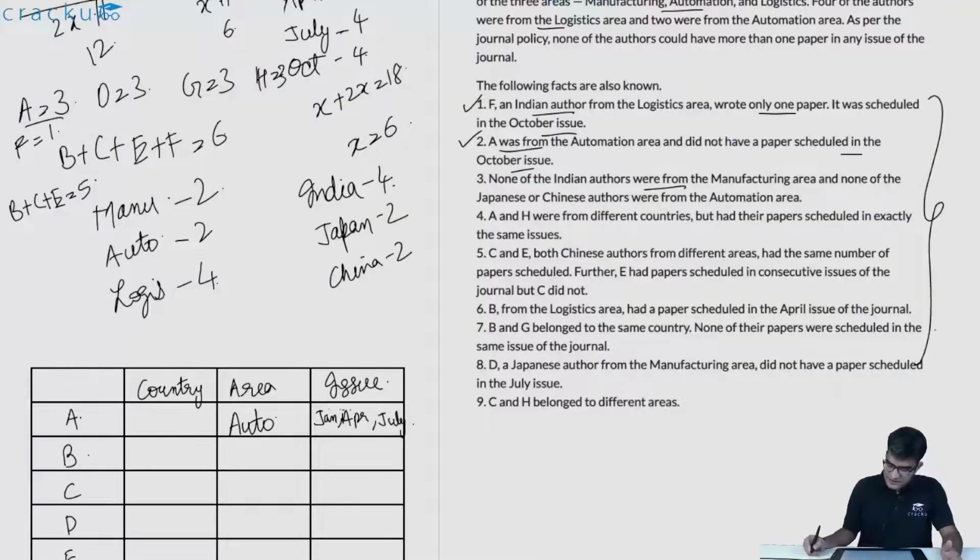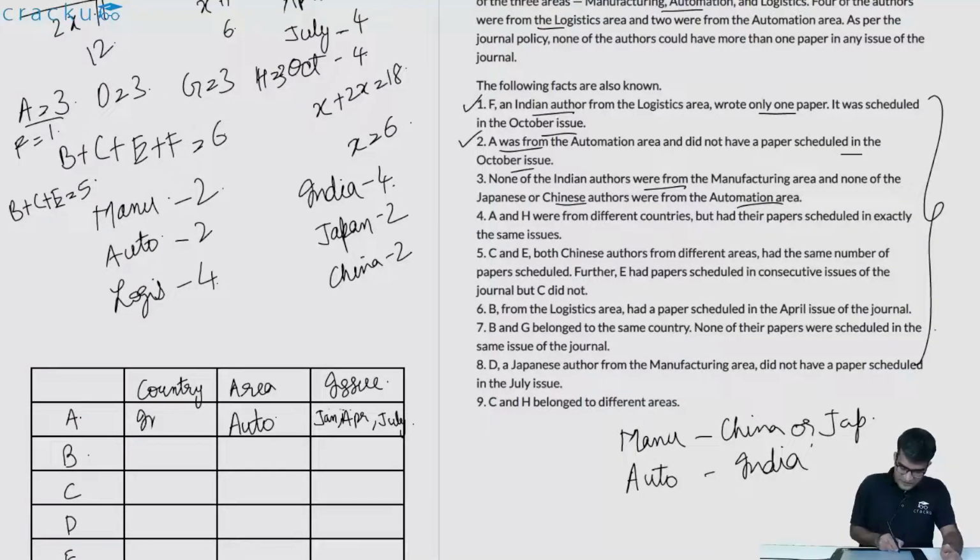None of the Indian authors are from manufacturing. So anybody who is in manufacturing is either from China or Japan. And none of the Japanese or Chinese authors are from automation. So it would imply that everybody who is in automation has to be from India. So even A, this guy has to be from India, because he is in automation.